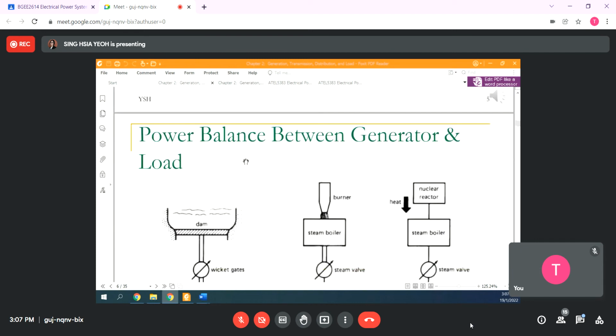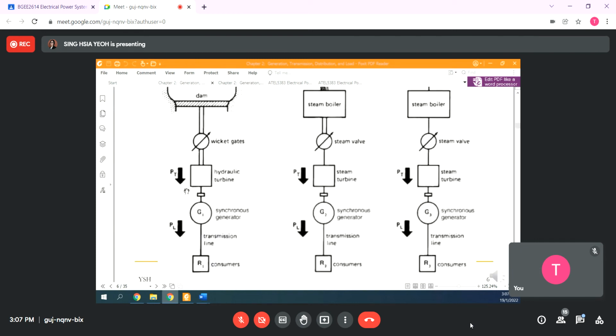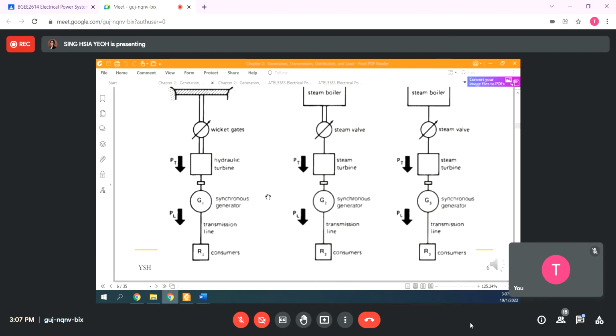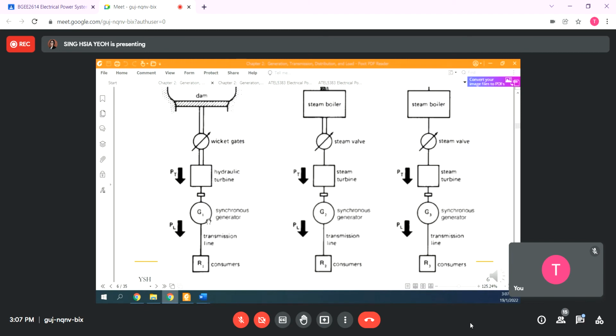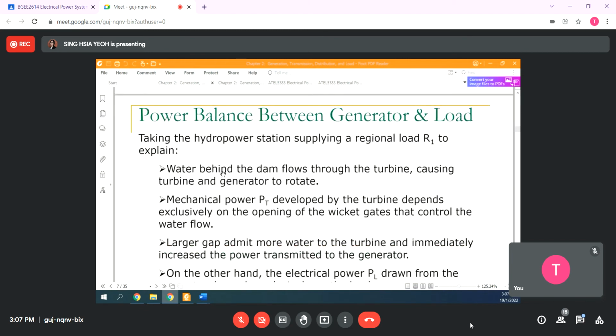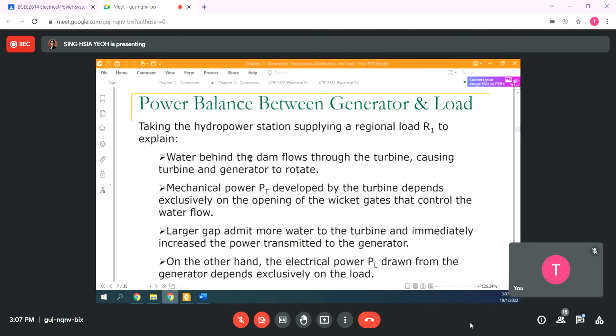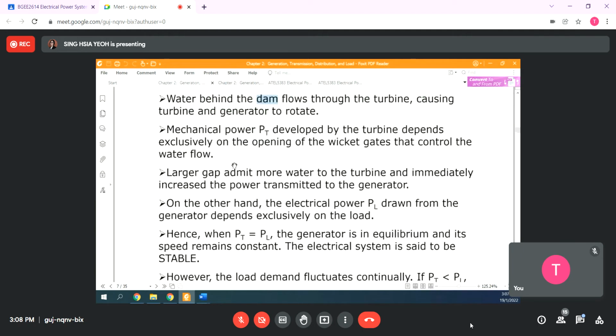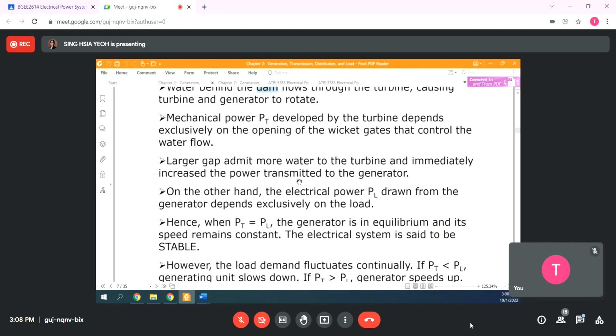Okay, that's good. So the power balance between generator and load is because of PT and PL: transmit the power and the load. So there is something to control it. For power balance, they use hydropower as the example. You should know that in hydropower, you will use a dam, right? The water behind the dam will flow through the turbine, then the generator will rotate. Then mechanical power, PT, will be generated by the turbine. Then there is a gate, okay? So they allow more water to flow through.